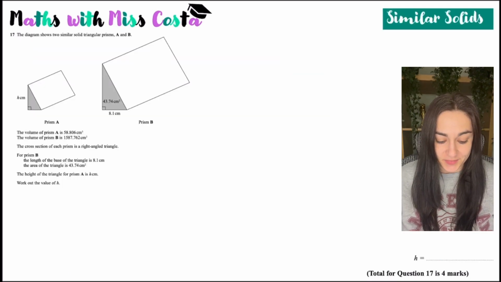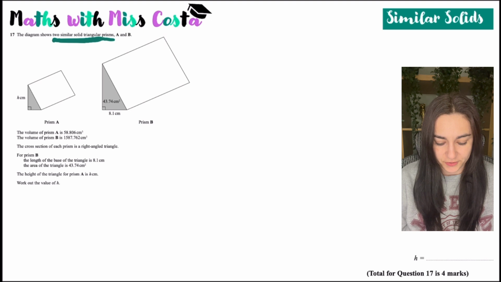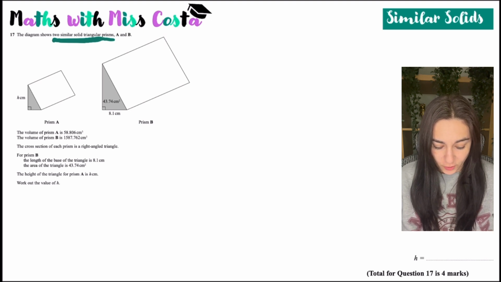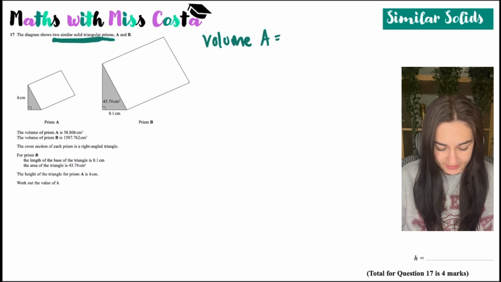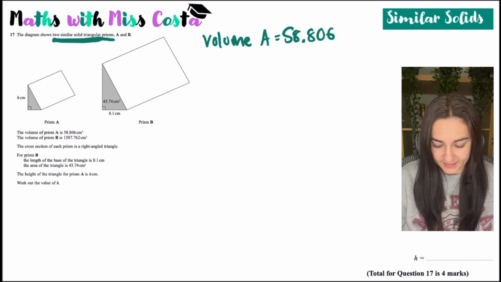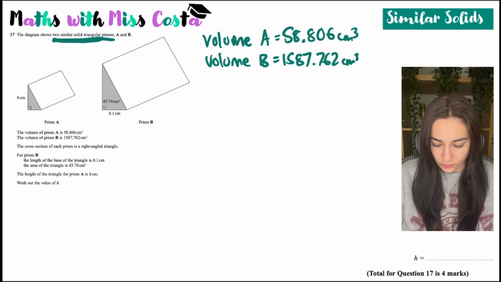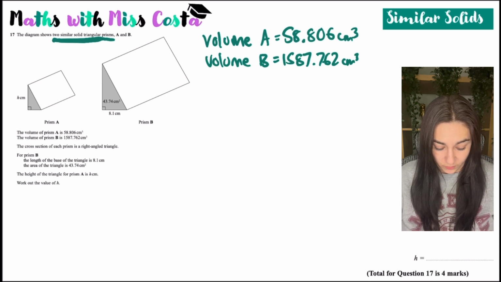Okay, so in this question, I'm told that there are two similar solid triangular prisms, A and B. The volume of prism A is 58.806 centimeters cubed, and the volume of prism B is 1,587.762 centimeters cubed. Now, the cross section of each prism is a right angled triangle, and I'm told that for prism B, the length of the base of the triangle is 8.1 and the area of the whole triangle is 43.74.